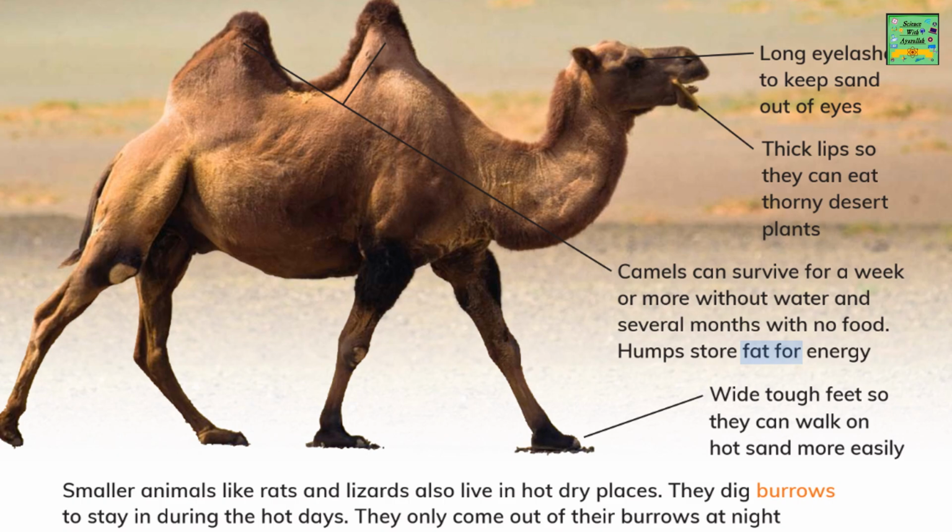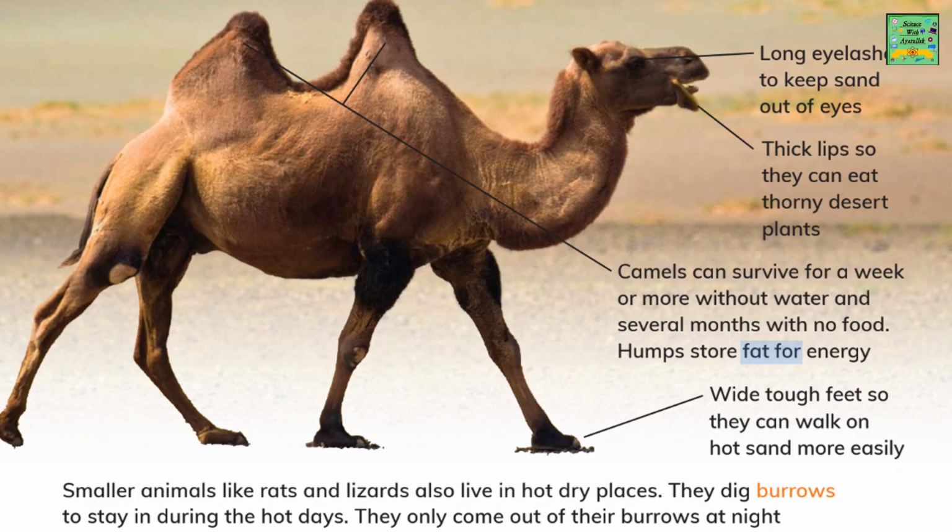Camels possess long eyelashes to keep the sand out of their eyes. They have thick lips so that they can eat thorny desert plants. Camels have a hump that stores fat for energy. This is why they can survive for a week or more without water and food. They have tough feet, so they can walk on hot sand more easily.